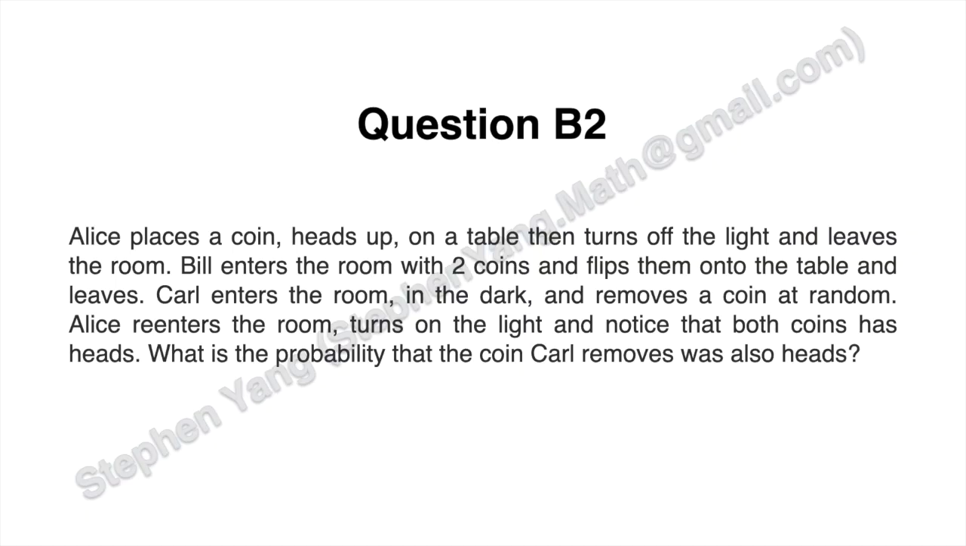Let's get into the question now. Question B2 is: Alice places a coin heads up on a table, then turns off the light and leaves the room. Bill enters the room with 2 coins and flips them onto the table and leaves. Carl enters the room in the dark and removes a coin at random. Alice re-enters the room, turns on the light and notices that both coins have heads. What is the probability that the coin Carl removes was also heads?